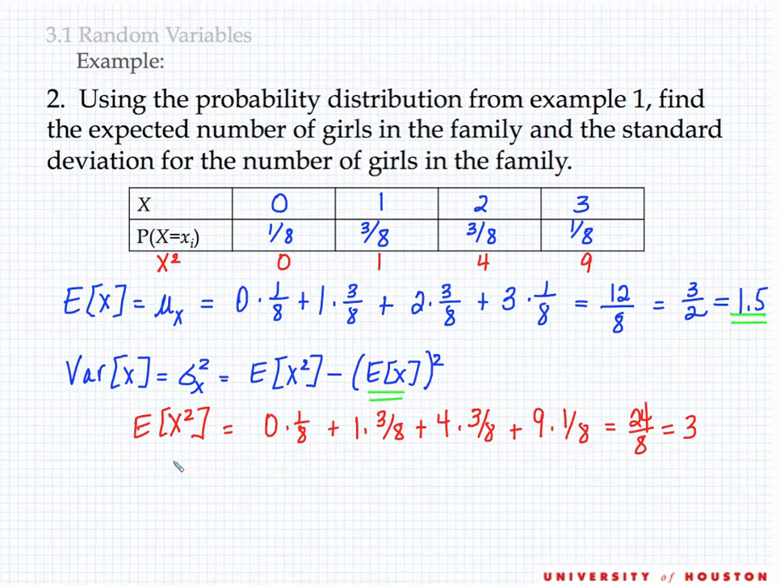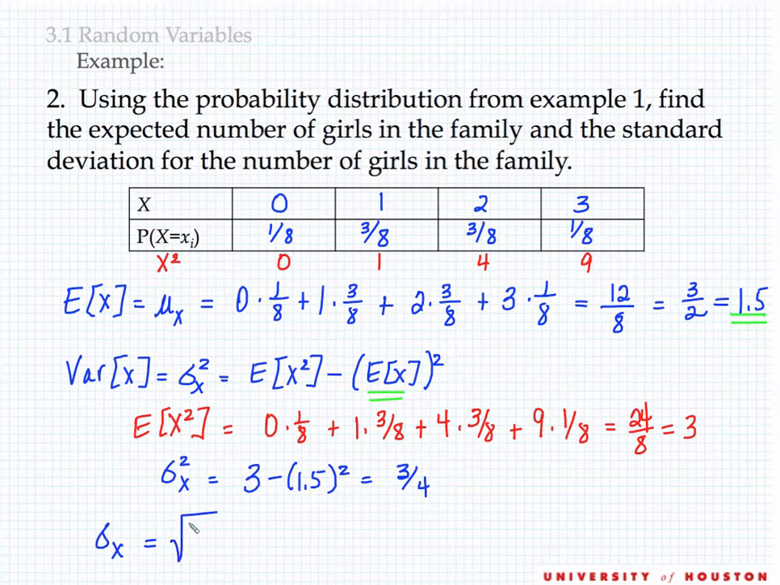So my variance would be 3 minus 1.5 squared, which is 3/4. The standard deviation would be the square root of this variance, which would be square root of 3 over 2.